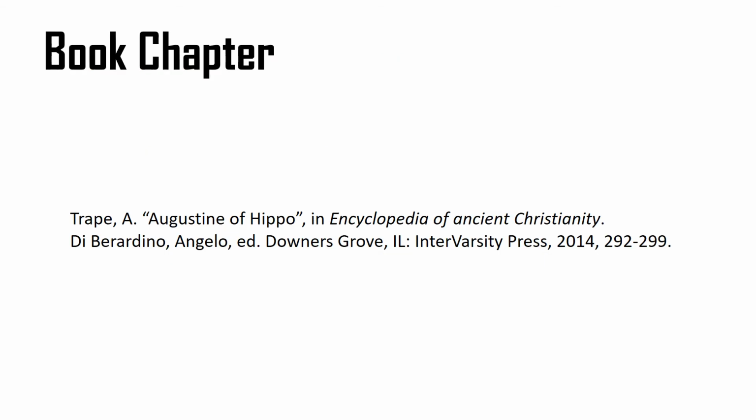A reference to a chapter from a book or an article from an encyclopedia requires additional information to that of a book. The author of the article or chapter, the title of the article or chapter, the title of the book, the editor of the book, the place of publication, the publisher's name, the year the book was published, and the page numbers of the article or chapter.